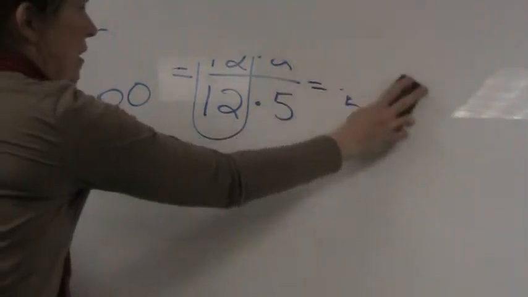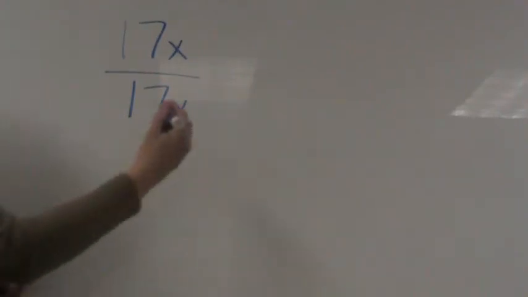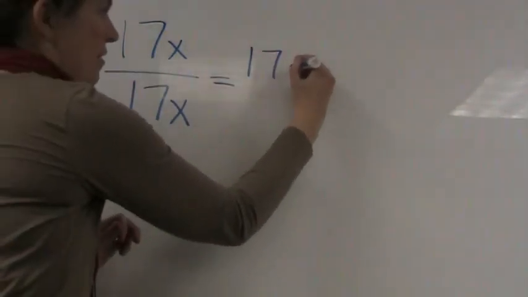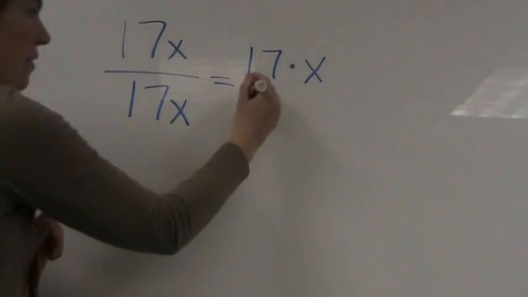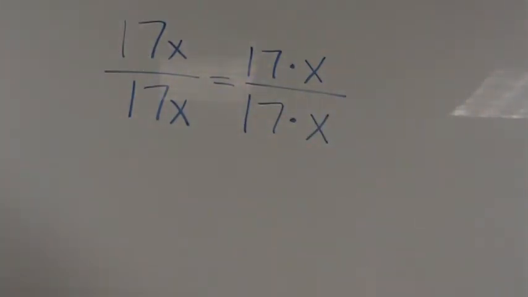I can do this with positive numbers, negative numbers. I can do this with variables. If I have the fraction 17x over 17x, and I would want to factor this out, I want to look for the factors of this, and another way I can write this is to say 17 times x, and the bottom I can rewrite as 17 times x as well.